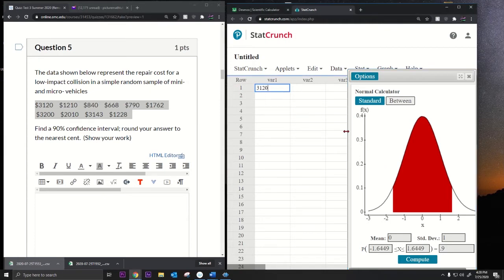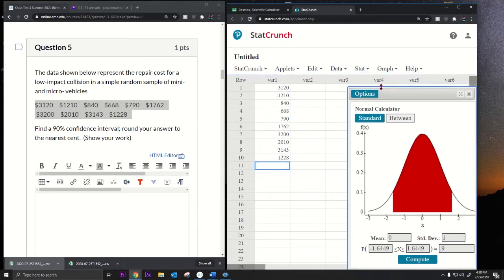I'll just do it. So you can see how I get the mean, just in case you didn't know how to get the mean using StatCrunch. I'm going to show you: 840, 668, 790, 1762, 3200, 2010, 31, 43, 1228. Let's see, do we get everything? That's 10 values. So hopefully I plugged all this in.